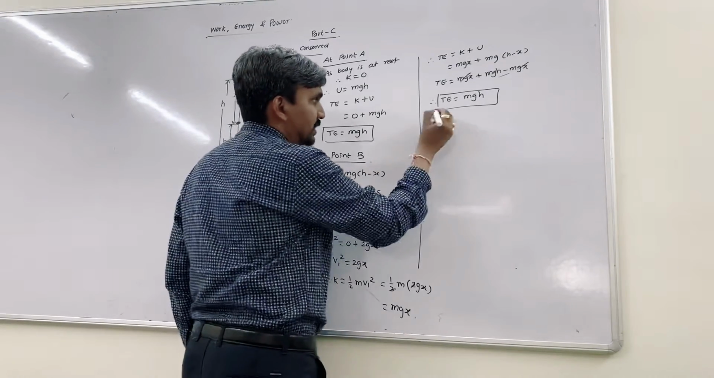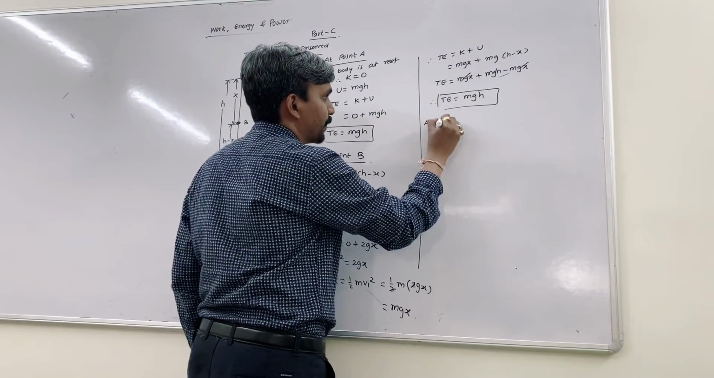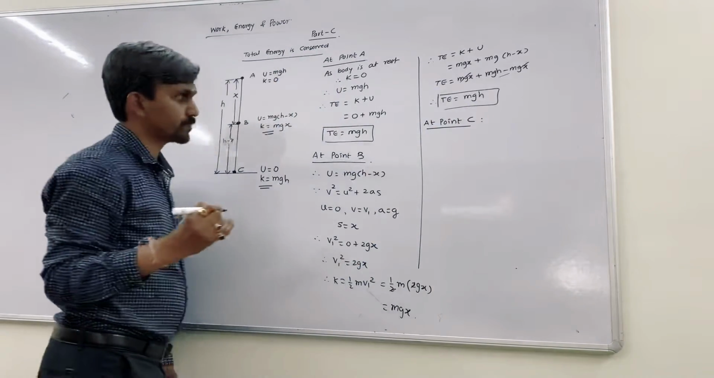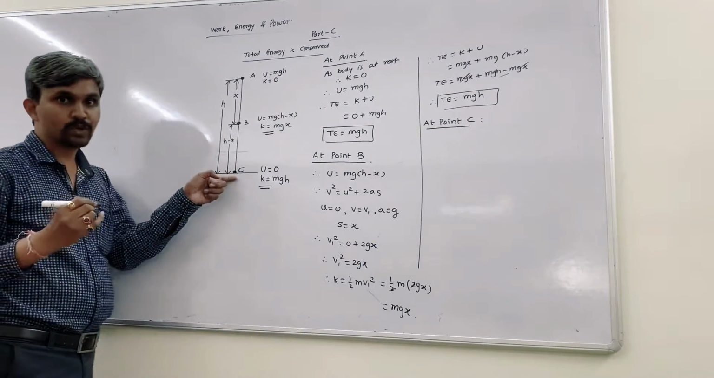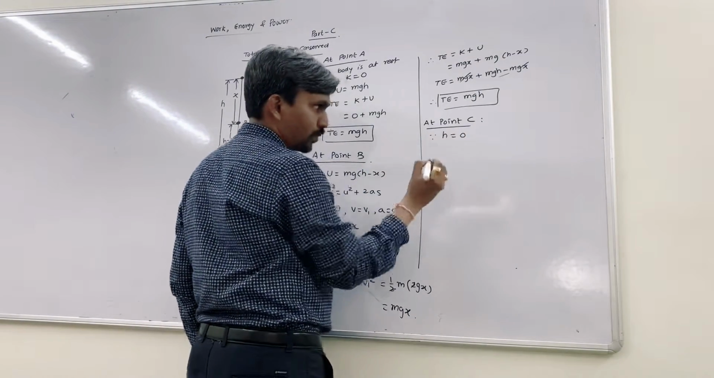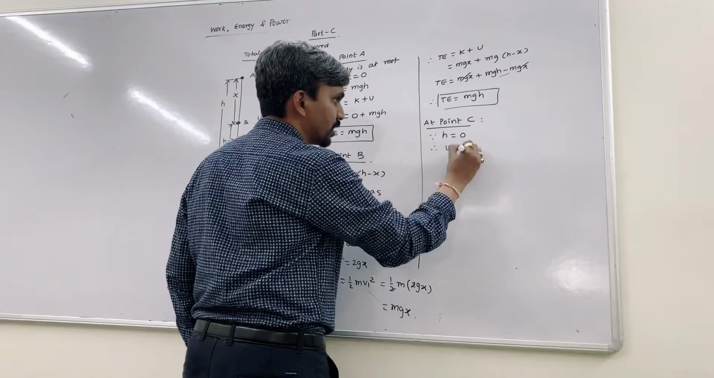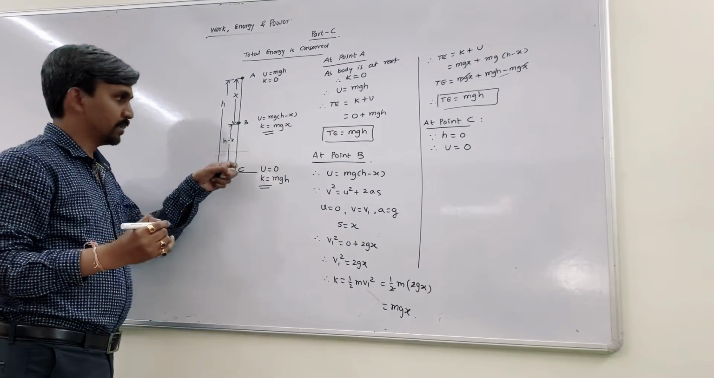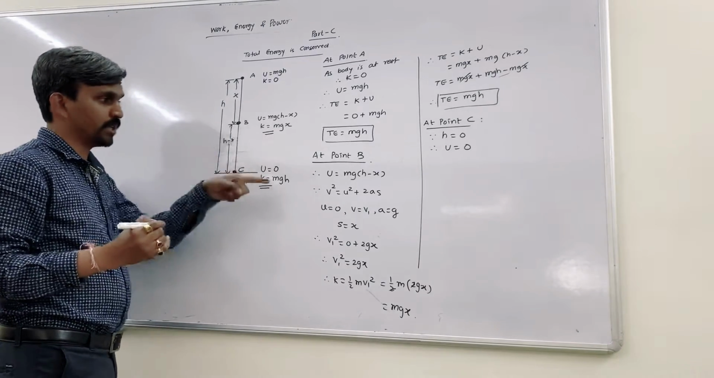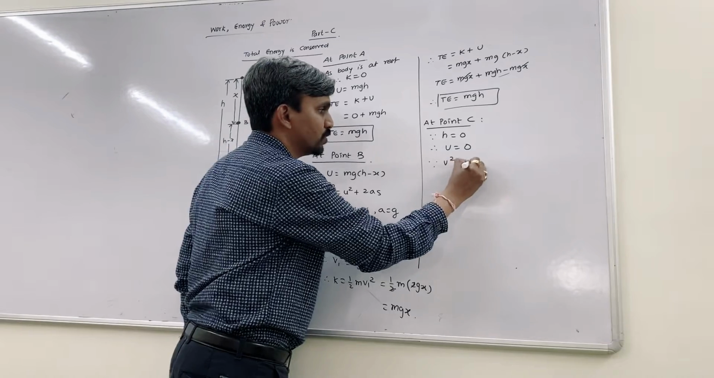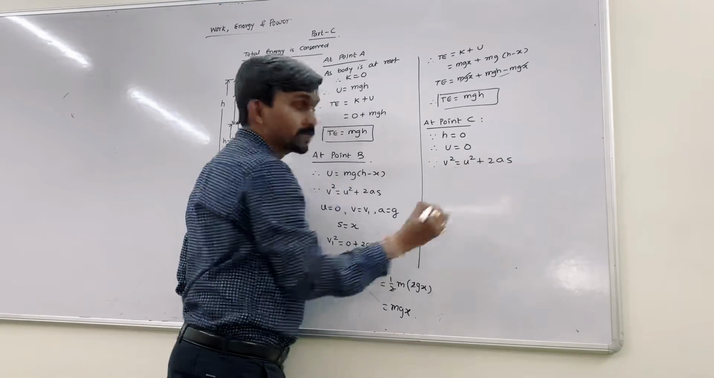At point C, this is point B. At point C, what is that? Your height is 0. So your potential energy, right here it says h is equal to 0. Your potential energy will be 0. So the only energy possessed is kinetic. Now what is the velocity over here? For that again I have to use the same process, since we write v square equal to u square plus 2as.